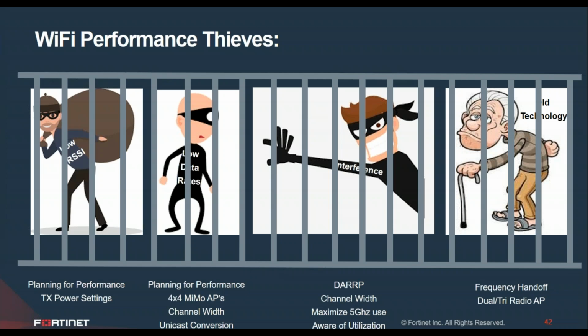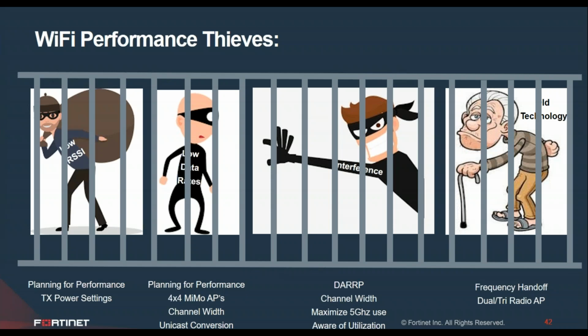We beat interference by being aware of channel width and not using too large of a channel, maximizing our use of 5 gigahertz where we have a lot of channels, being aware of utilization, how busy the network is, and also using our automatic radio resource provisioning to reduce interference by selecting channels for us.